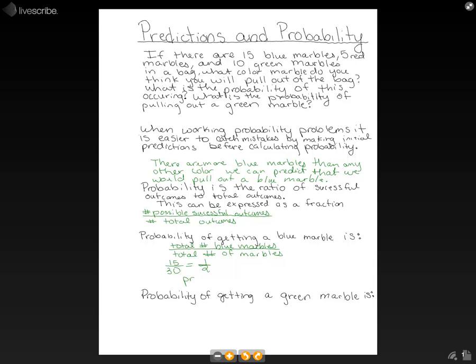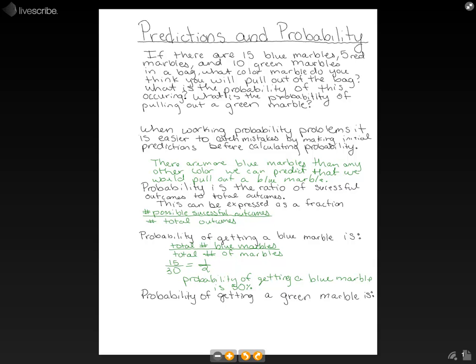So our probability of getting a blue marble is 50%.